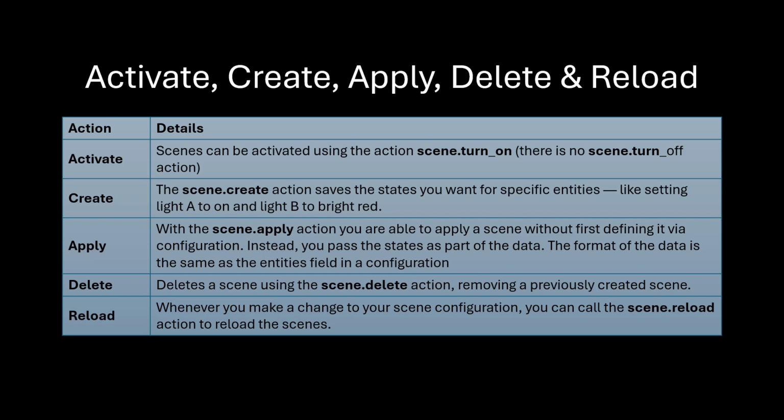For example, imagine you have a scene that turns off 2 lights and dims another one to 30% brightness. If you later adjust the light manually to 20% brightness and want that new scene setting, you'd update that scene configuration and simply reload scenes. So next time you activate it, it uses the new 20% setting automatically.